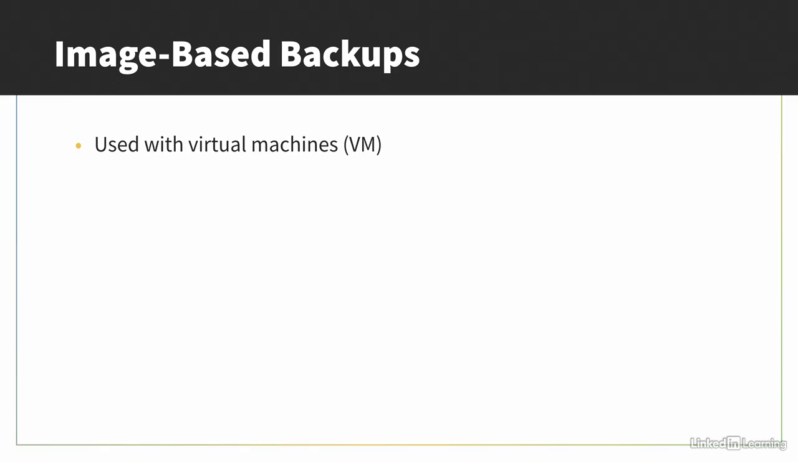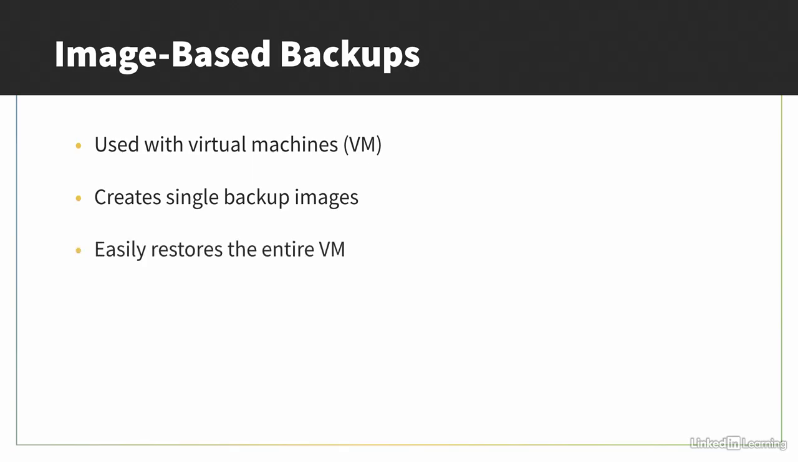So if you have a VMware configuration where you have a lot of different VMware virtual machines on your network, then Veeam was designed just for that. You create single backup images. And those single backup images can be moved from one location to another. You can easily restore an entire virtual machine. You can just move it from your backup location right into Hyper-V or VMware and just start it right up.